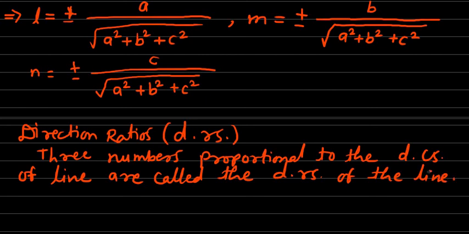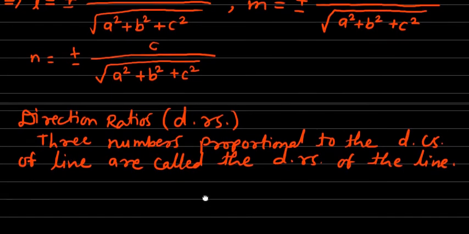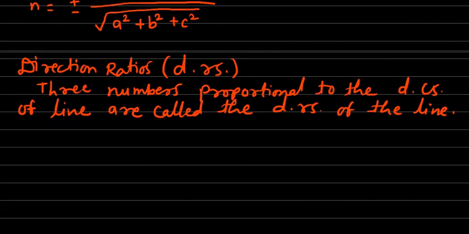And obviously we know that if a, b, c are direction ratios of a line, then the direction cosines are given by plus minus a upon square root of a square plus b square plus c square, plus minus b upon square root of a square plus b square plus c square, and plus minus c upon square root of a square plus b square plus c square.